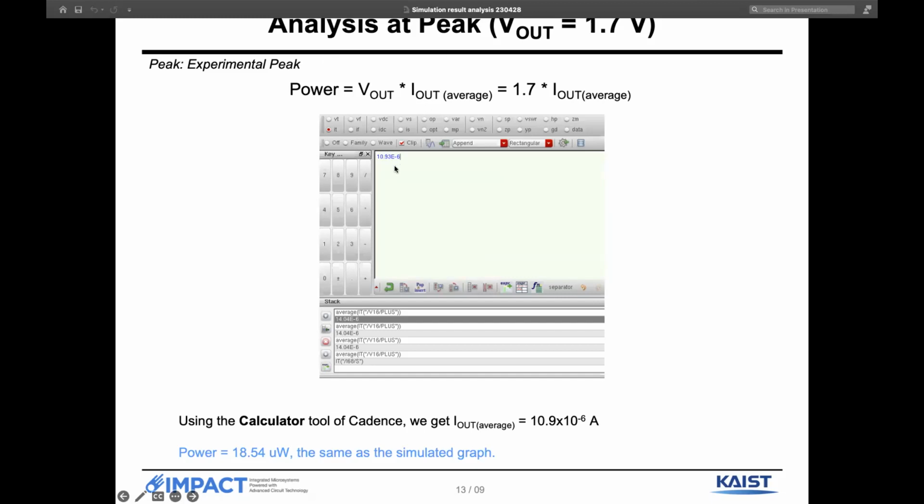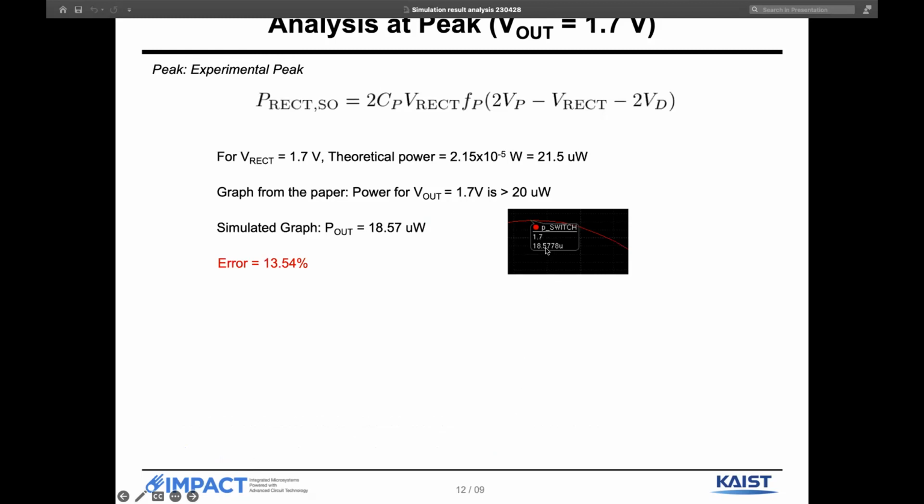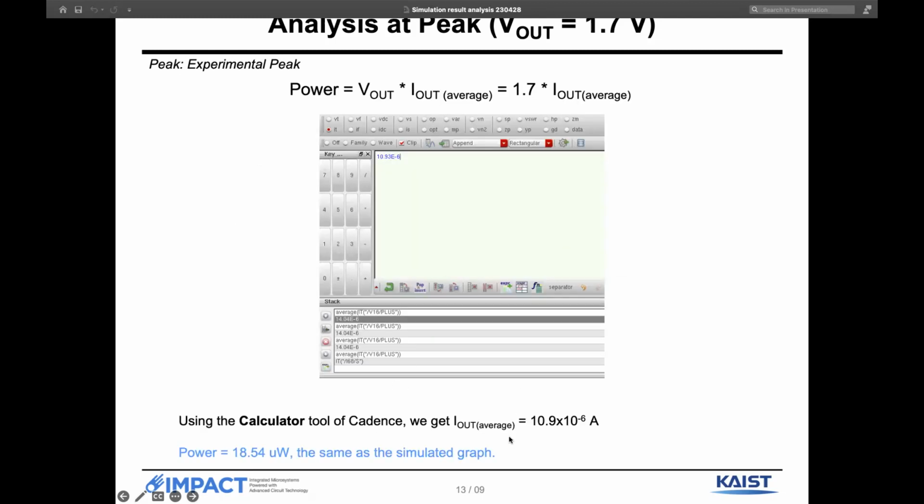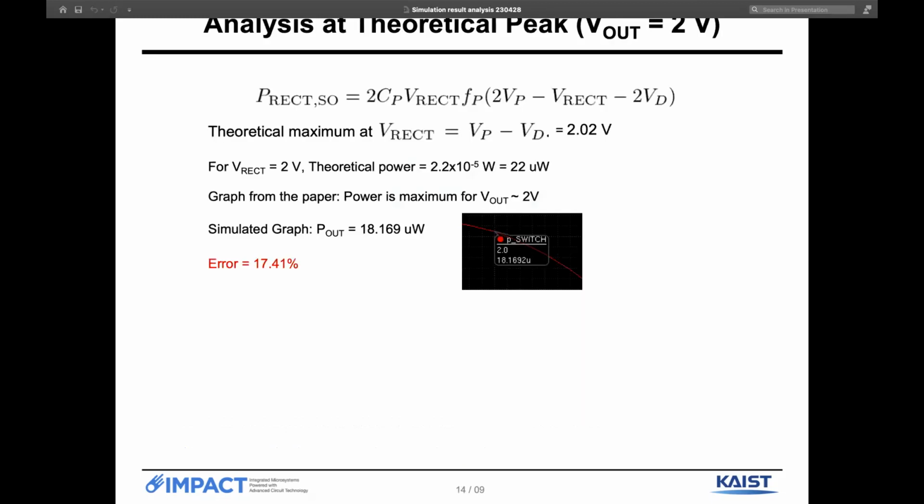Now, if we calculate the power over here using the calculator tool of Cadence, we see that the average output current I out looks like this. If we plug in, we get a power of 18.5 microwatt, similar to what we obtain in the graph. Therefore, we can once again conclude that the output current, I out, is where the problem is.